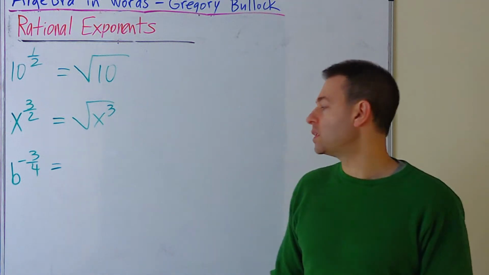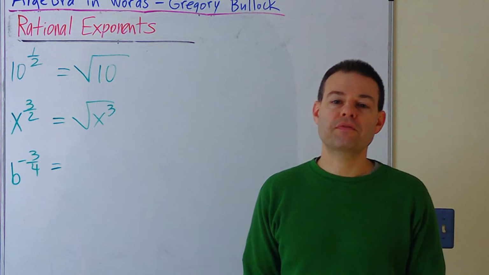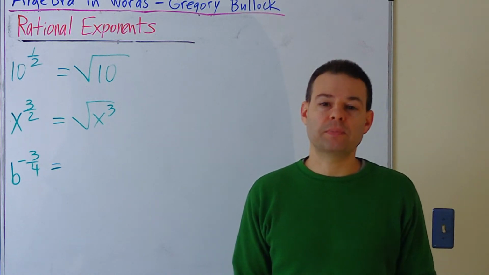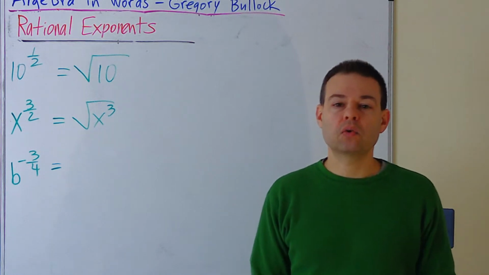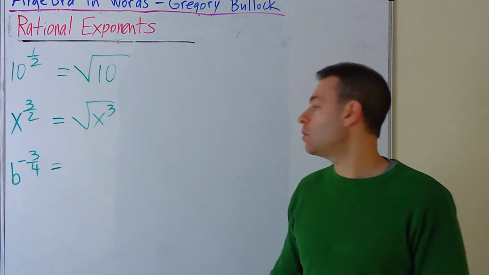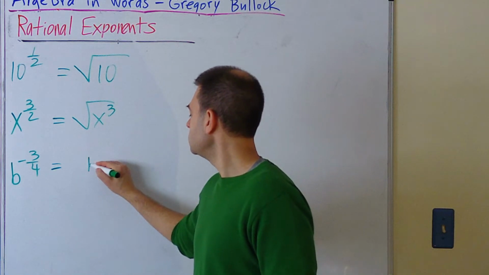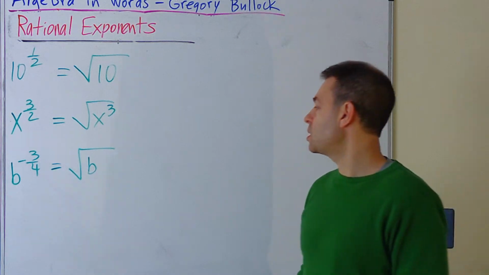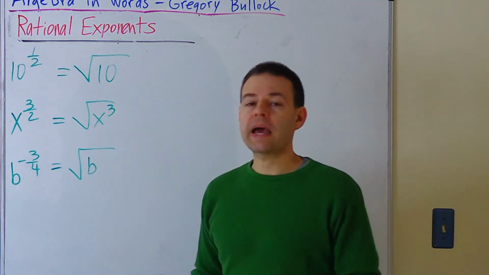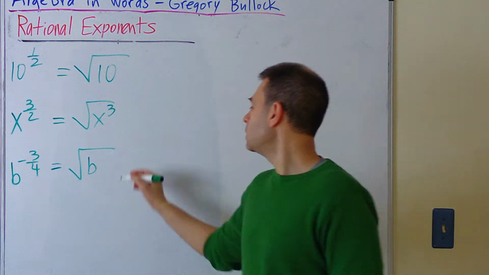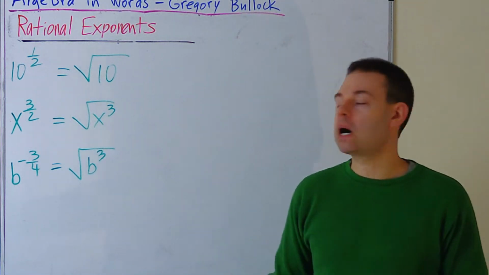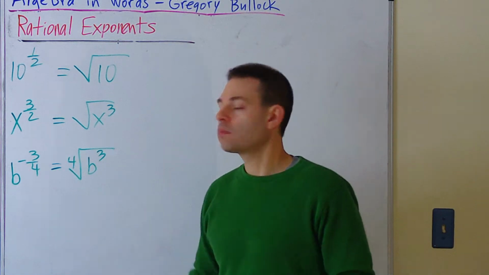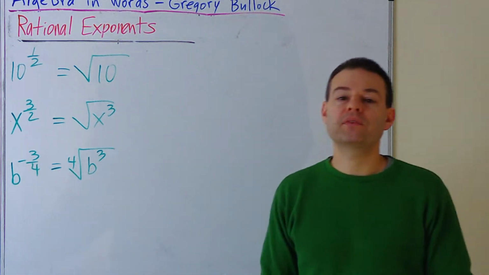And let's look at the third one. B to the negative 3/4. Now, one difference here is there's a negative in the exponent, and we'll address that accordingly. Let's first sort out the base, which is b, and the power, which is, for now I'm not going to apply the negative yet. Let's write 3 for the power, and the denominator 4 is the root, but we still have a negative that we have to address.